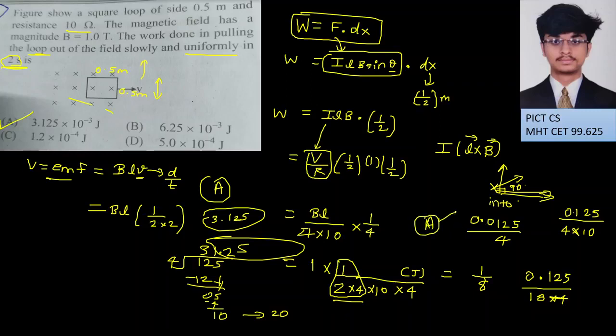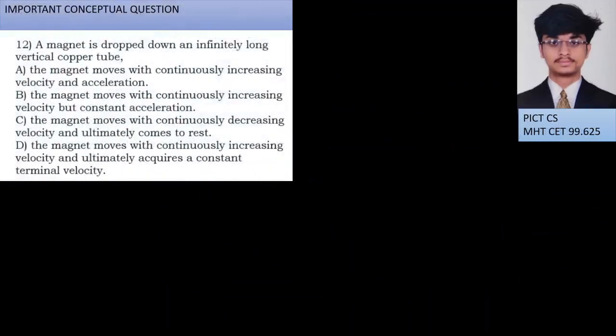So let's move on to the next question. Alright, I've marked here an important conceptual question. For MHT-CET also this question is important, and as a concept also this question is important. So what this question states is: a magnet is dropped down an infinitely long vertical tube, then which of the following 4 options is correct? Alright, so we have an infinitely long vertical tube.